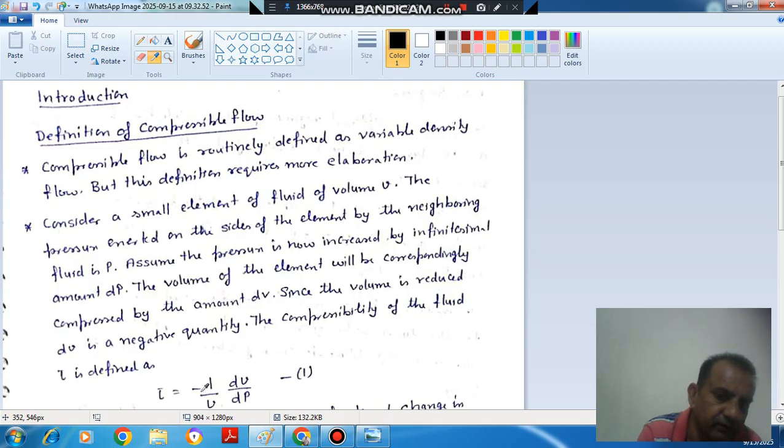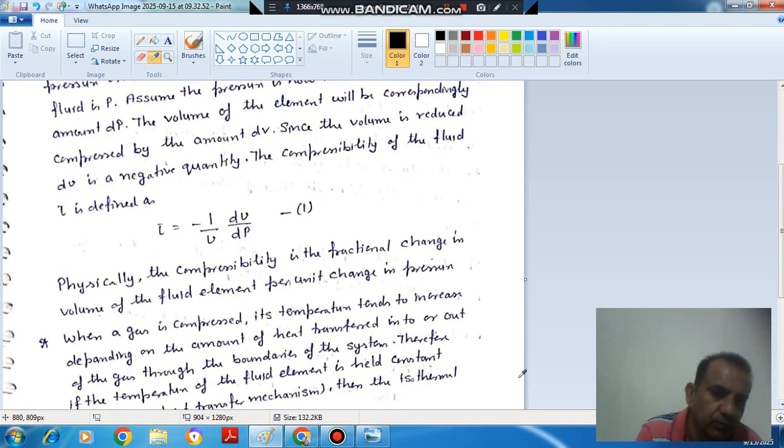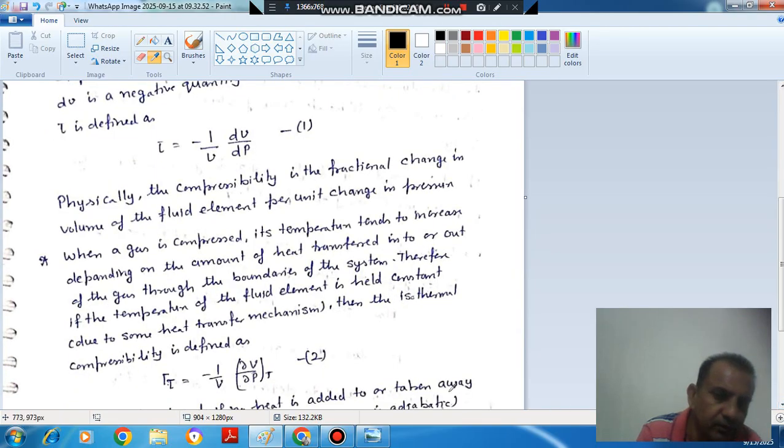Since dV is negative, we have introduced a negative sign to make the compressibility positive. So this is the basic definition of compressibility. Physically, compressibility is the fractional change, dV by V, in volume of the fluid element per unit change in pressure. Next is isothermal compressibility.